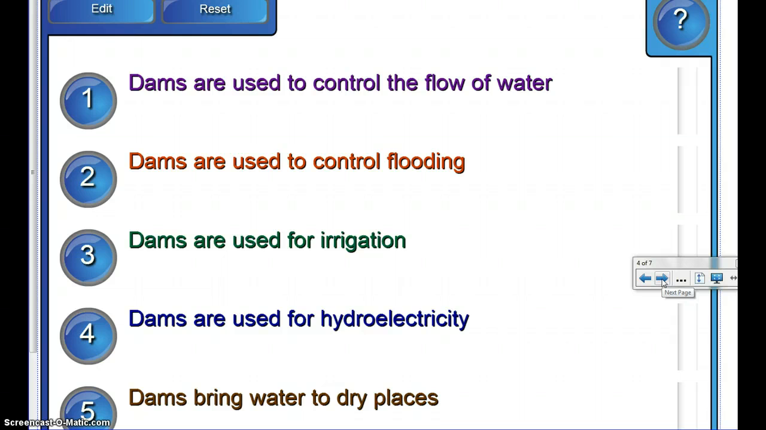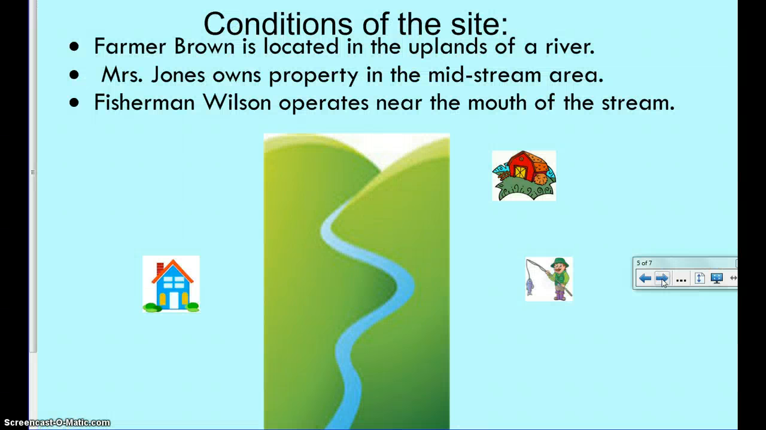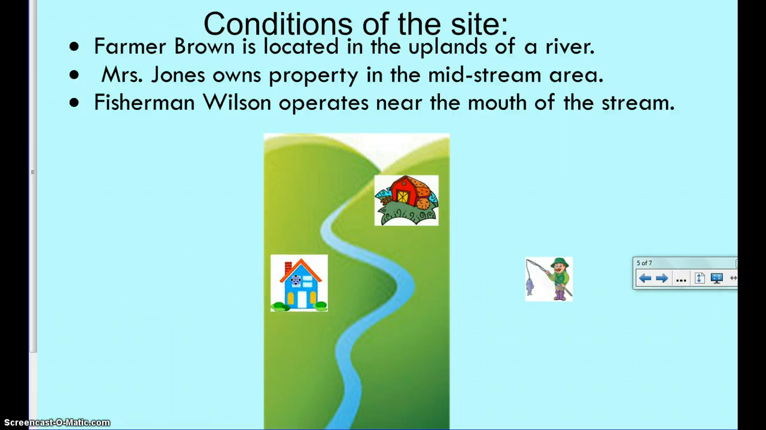Let's apply our knowledge of dams to a scenario. Let's look at the conditions of this site. Farmer Brown is located at the uplands of a river. Mrs. Jones owns property in the midstream area, and Fisherman Wilson operates near the mouth of the stream. Let's think for a minute on why each one of these people would settle in the place that they did.